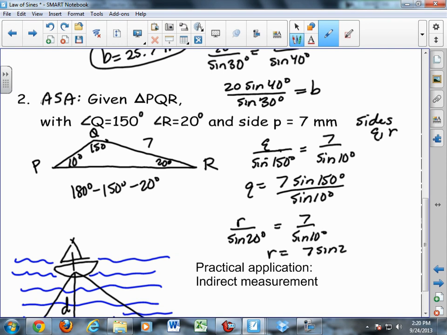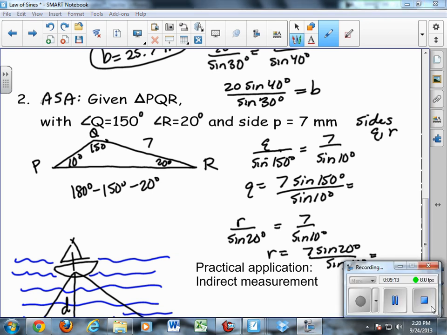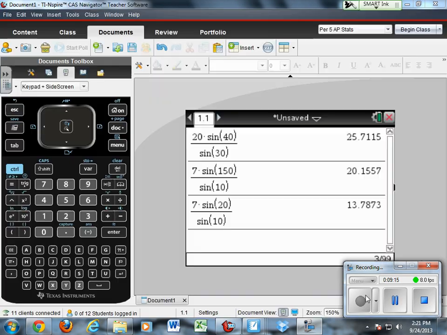And if I was smart, I would have these all calculated for you, but I'm going to pause a moment and I will calculate and you can check back. Okay, and there are my two answers. One of the sides is 20.15, the other is 13.7.